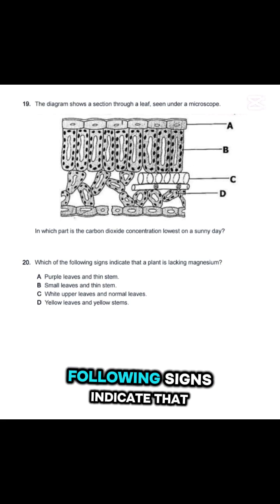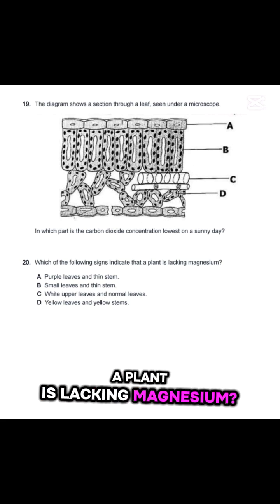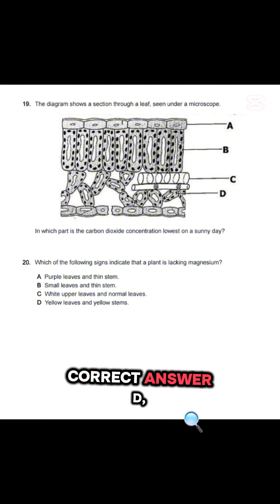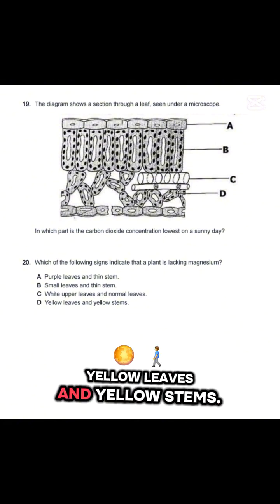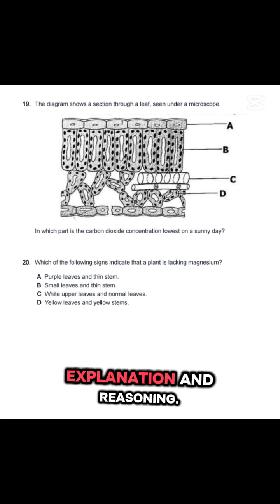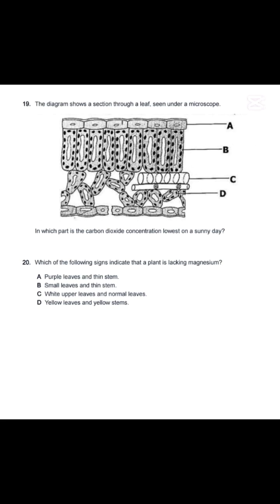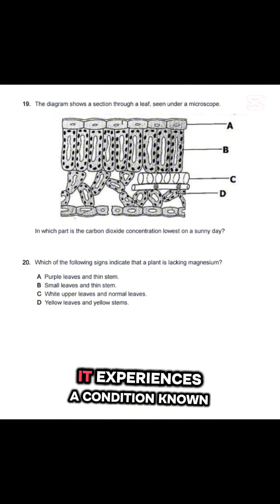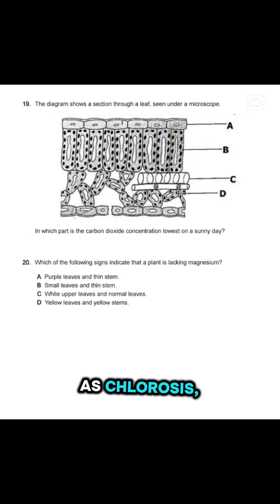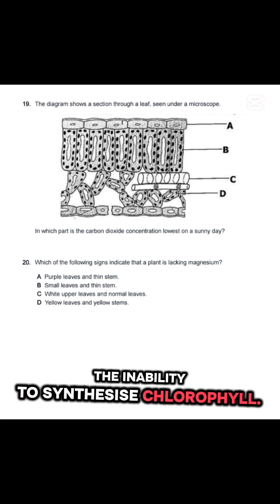20. Which of the following signs indicate that a plant is lacking magnesium? Correct answer, D. Yellow leaves and yellow stems. Explanation and reasoning: magnesium forms the essential central atom in the structure of a chlorophyll molecule. When a plant lacks magnesium, it experiences a condition known as chlorosis, the inability to synthesize chlorophyll.